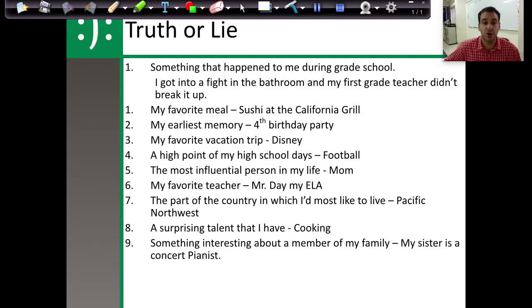How many of these are true or lies about me? What do you think? What representative schema do you have about me? How much do you know? What do you think?